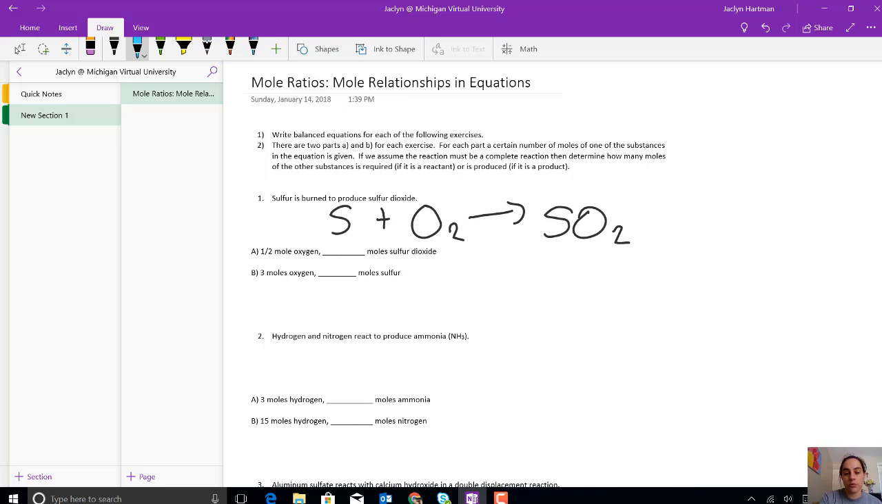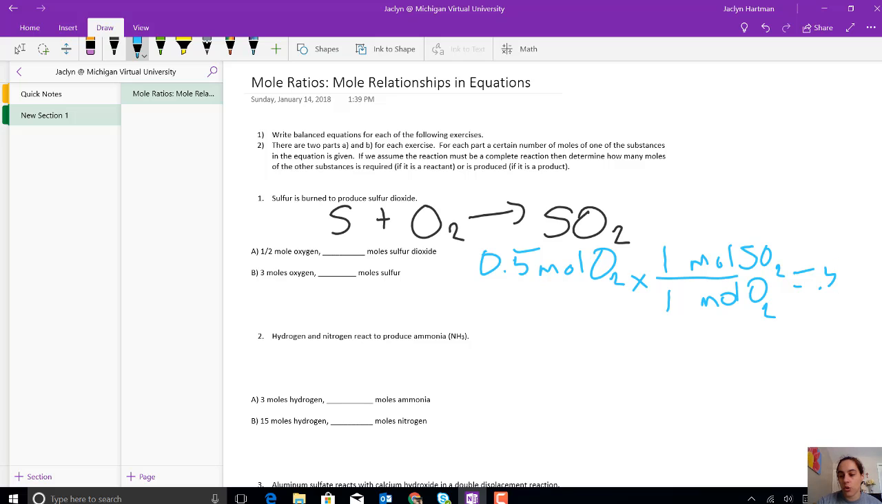So always start with what you're given. So we're given 1/2 mole of oxygen. And then I want to get rid of moles of oxygen, so I'm going to put them on the bottom here. And I want to get to moles of SO2, so I'm going to put them on the top. And all I have to do is plug in my coefficients. So the coefficient of O2 is 1, the coefficient of SO2 is also 1. And so I find that I produce 1/2 mole of SO2. So my answer here would be 1/2.